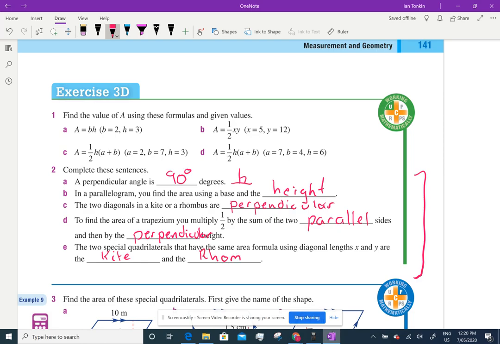Now remember, when you leave school, don't get on the rhombus.